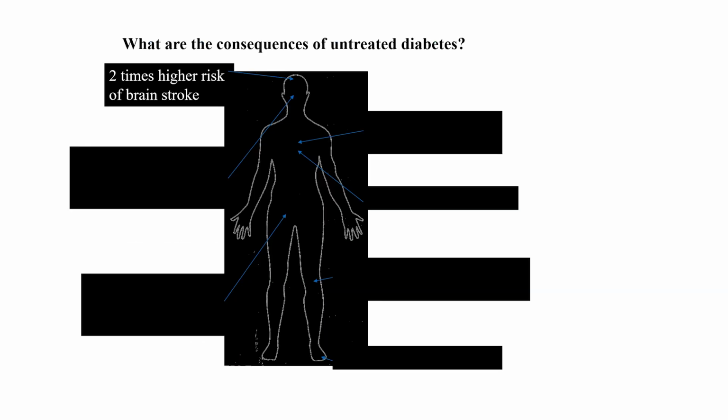There are various risk factors and various consequences of untreated diabetes, because in the absence of glucose, our body cells utilize fatty acids and triglycerides. We already studied that the byproducts of catabolism of fatty acids and triglycerides are organic acids. That's why some other complications occur. So there is 2 times higher risk of brain stroke, maybe due to deposition of a high amount of cholesterol.